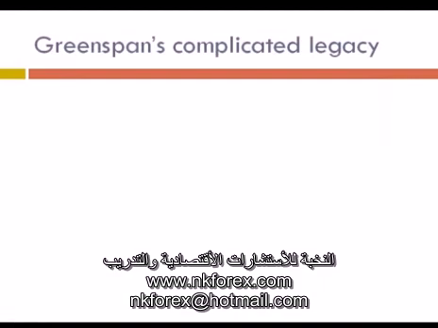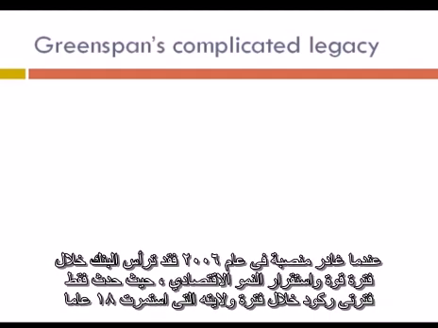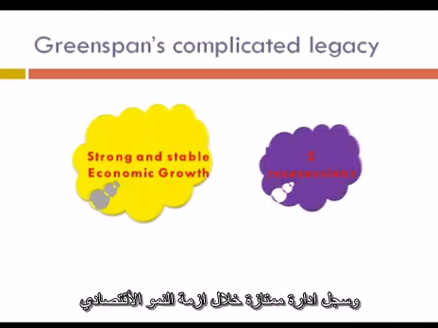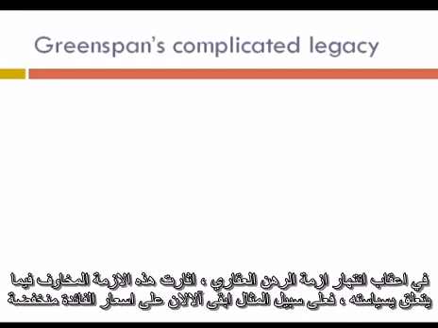The present situation sheds light on Alan Greenspan and his complicated legacy. When he left his post in 2006, he had presided over a period of strong and stable growth, with only 2 major recessions during his 18 years of tenure, and a record of excellent management during economic crises. Yet, in the wake of the current subprime mortgage crisis, concerns have been raised regarding his actions and policies.